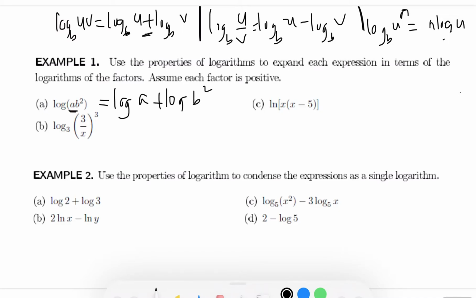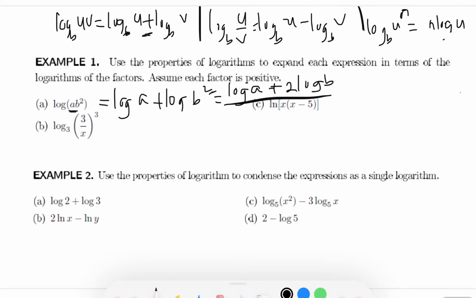Okay, are we done? No. Take note, we have an exponent, so we can use property number 3. So copy, this is now log of A plus 2 log of B. So that is now our final answer. Log of A plus 2 log of B.